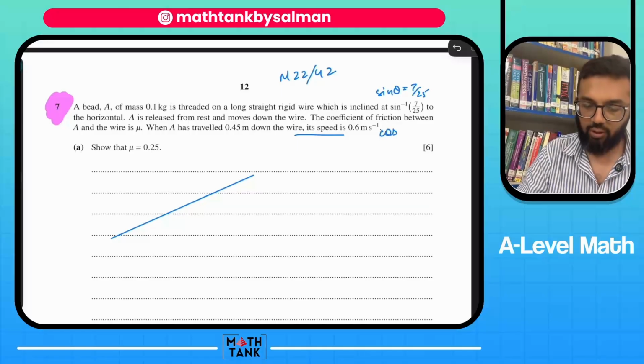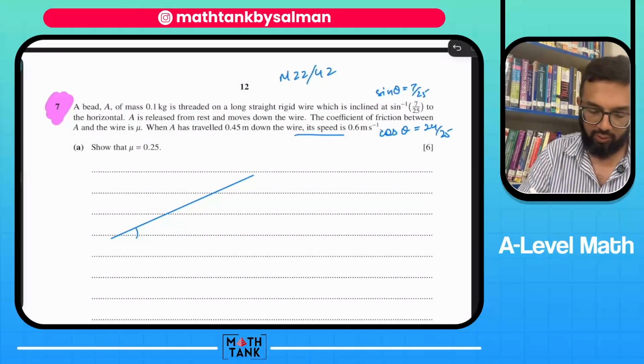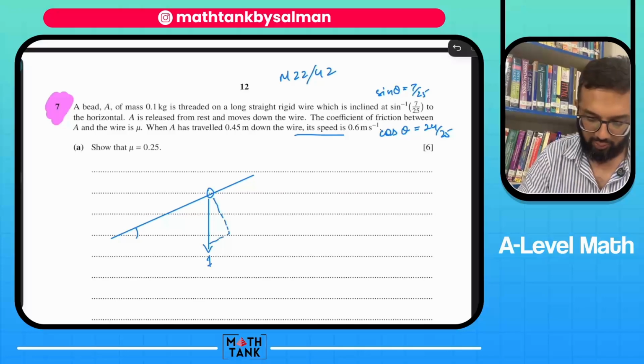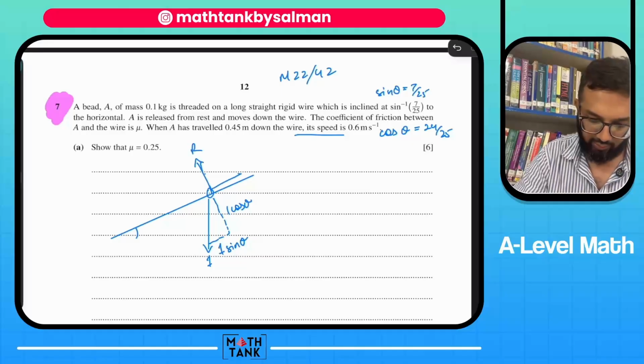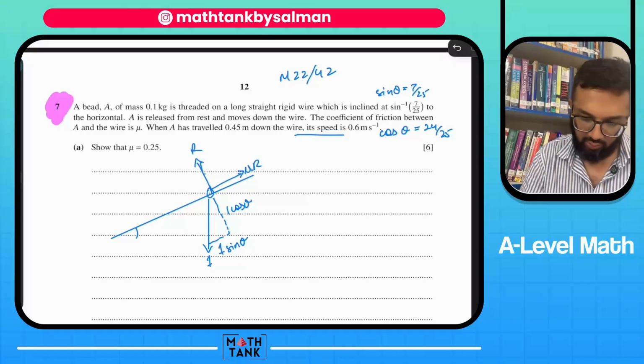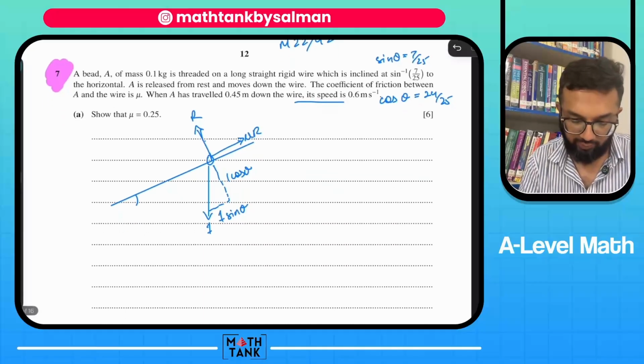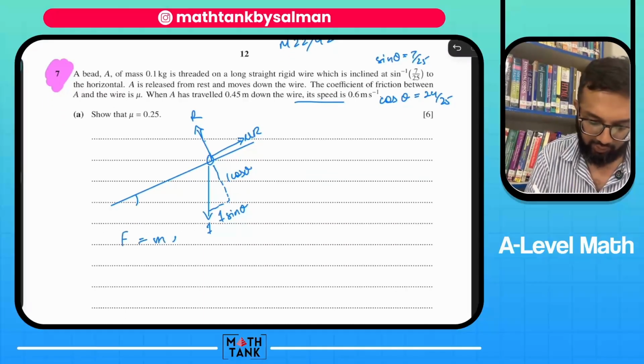If I take cos theta from the calculator, it will come out as 24/25. Okay. So in this case, there's a ring that's 1 kg. So 1 sin theta and 1 cos theta. This is the normal reaction, and there's a frictional force mu times R. Okay, to show that mu equals 0.25, I need to use F equals ma. So 1 sin theta minus mu R equals 0.1a.